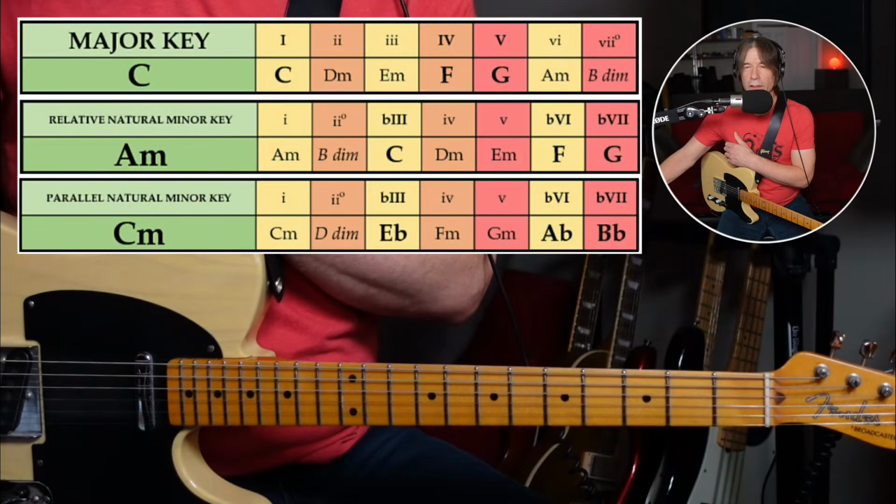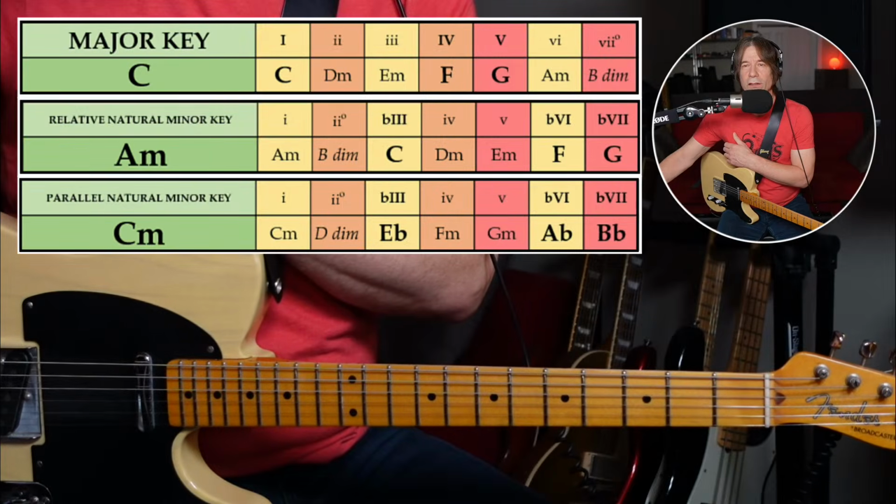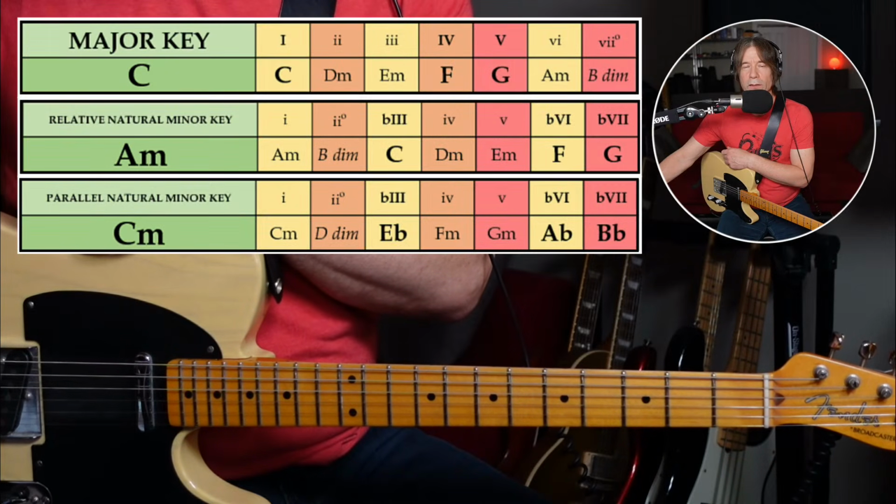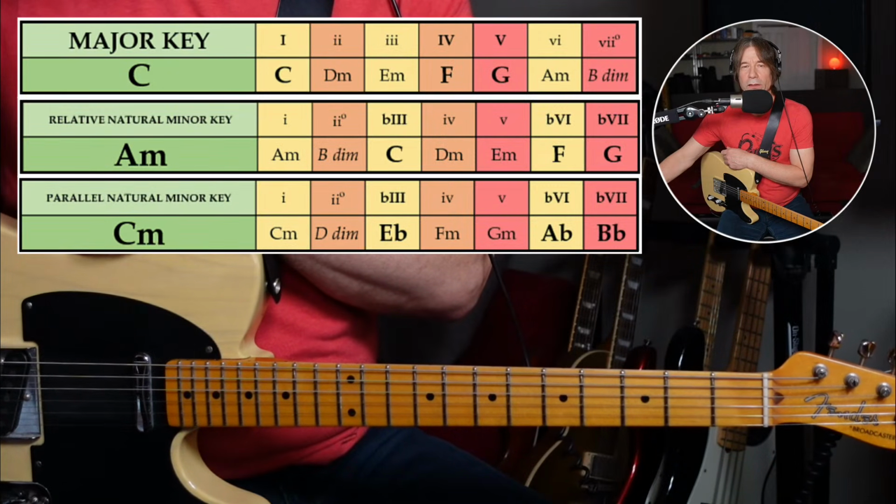So the whole idea here is, let's go over to the screen right here. And that's what we're looking at. We're looking at a nice little graph with the C major scale and the chords that relate to it, the relative minor, A minor, and the parallel minor.